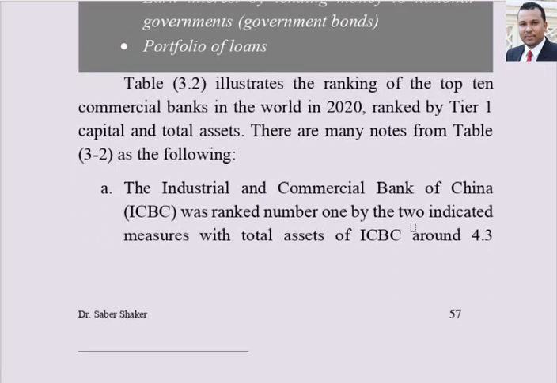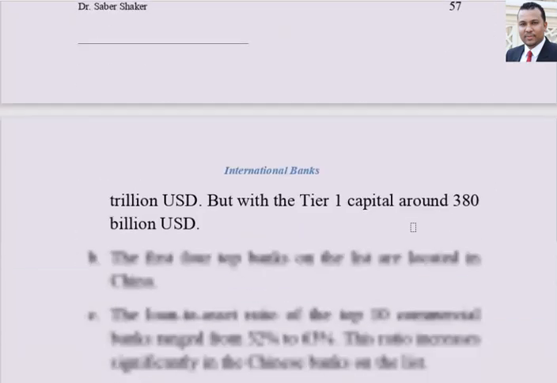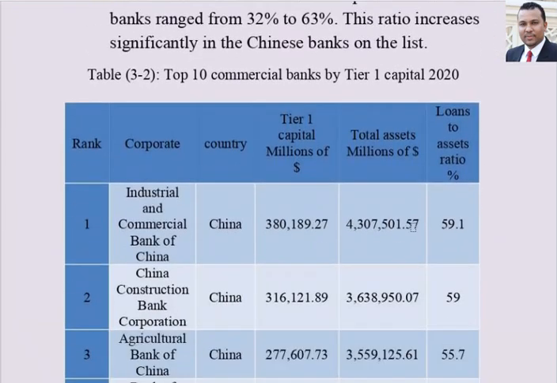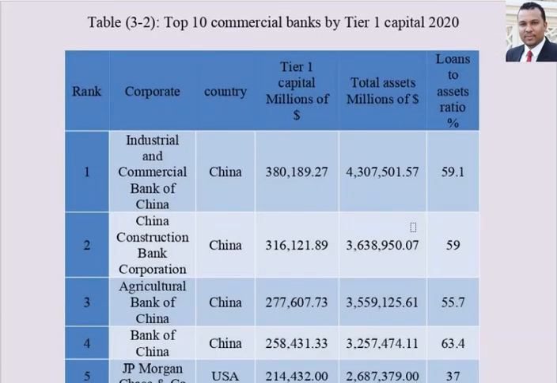What about the top 10 commercial banks in the world based on the year 2020? This table, okay, is based on Tier 1 capital. Tier 1 capital is an index or ratio to evaluate how the bank can face financial distress. We can use other words: the financial health of the bank.